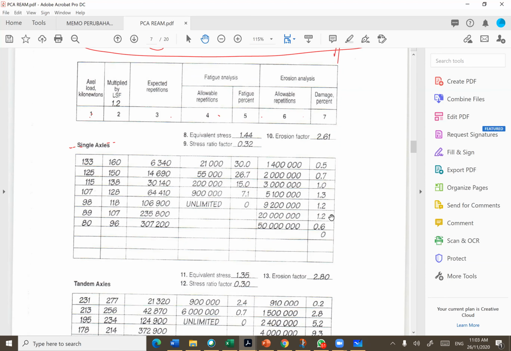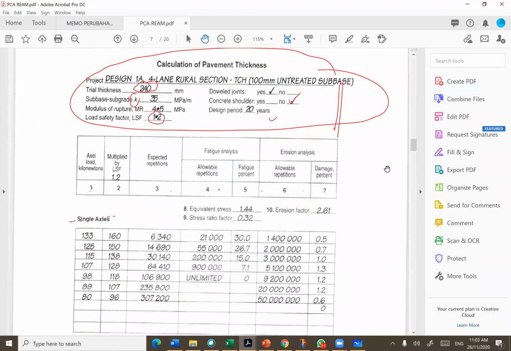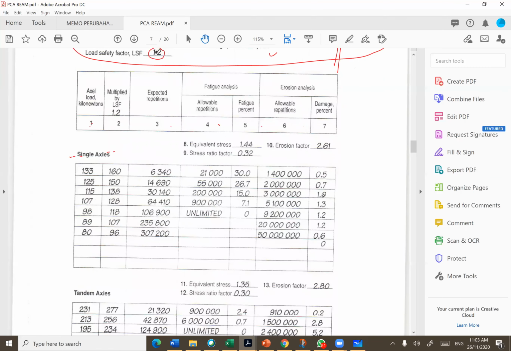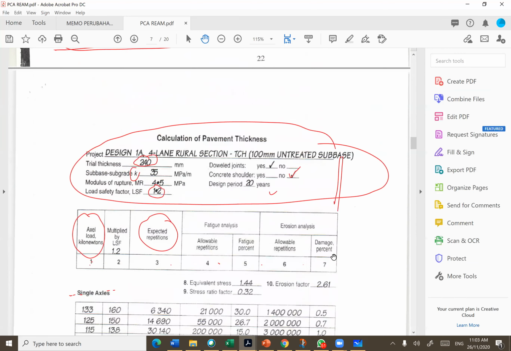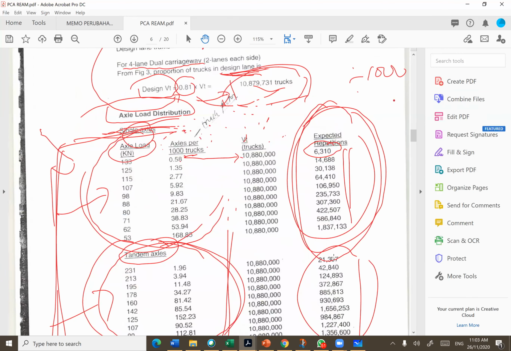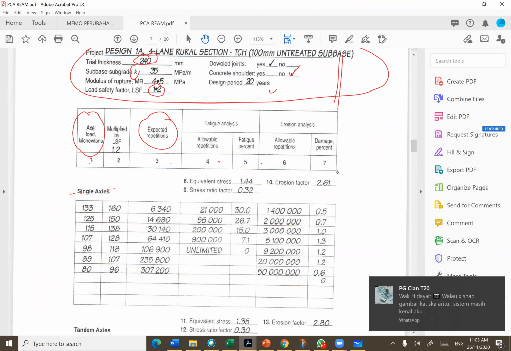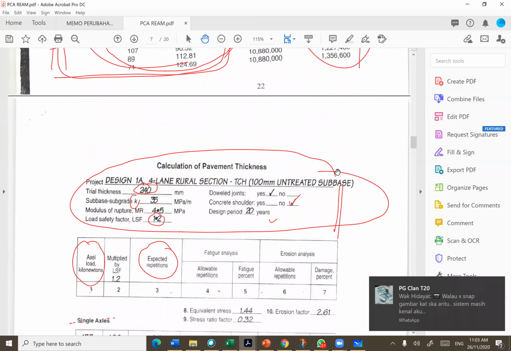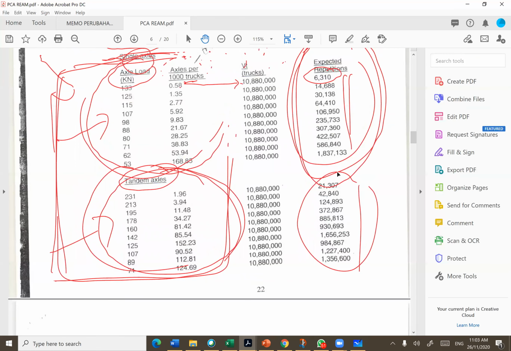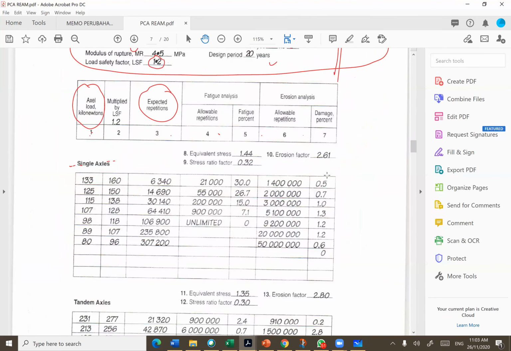So what you have to do is write down your axle load and your expected repetitions that you calculated earlier here. The axle load, they have 133 until 80. So they take 133. They jot down from the biggest kilonewton to the smaller one.